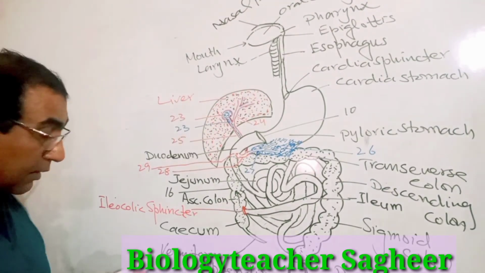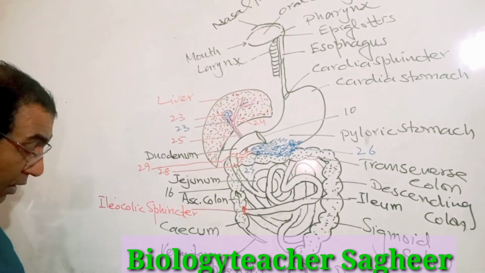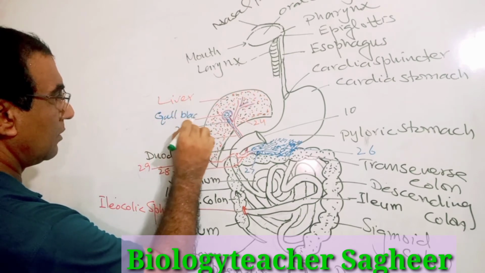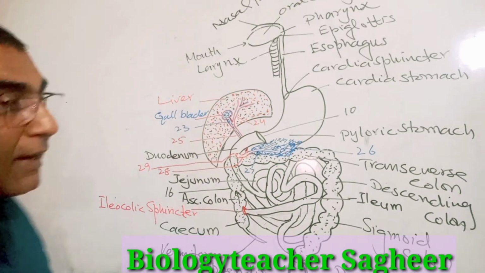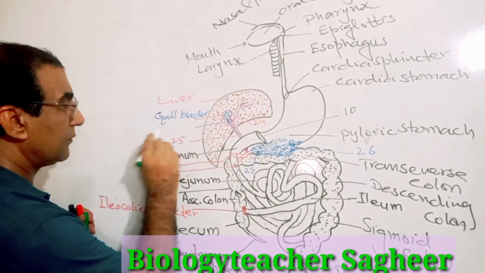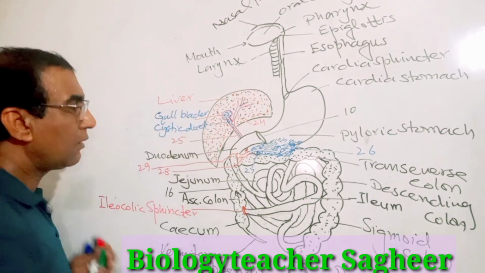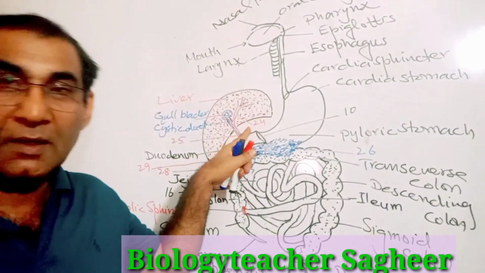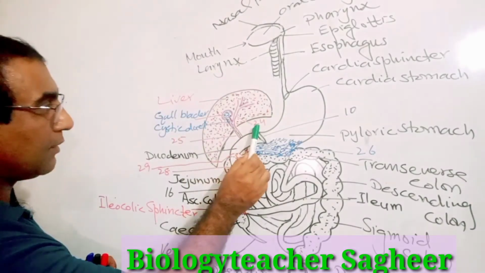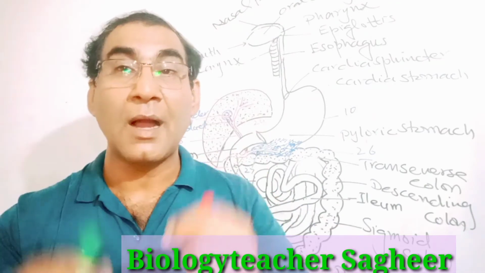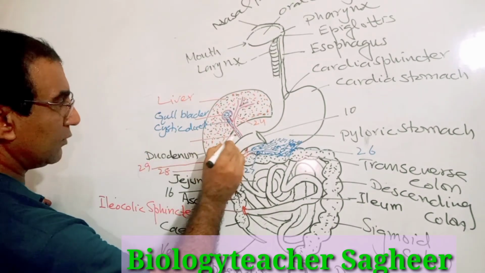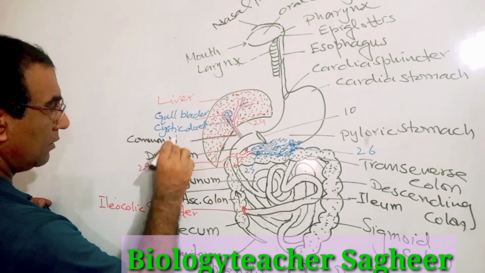The 22nd part is what? Liver. It is the largest gland in your body. Here is the bladder, known as gallbladder. The bile which is stored in the gallbladder moves into the cystic duct. Here is the 14th label. Here is the hepatic duct. The hepatic duct and cystic duct join together and form the common bile duct. This is the common bile duct.